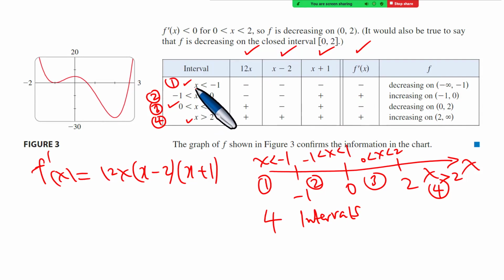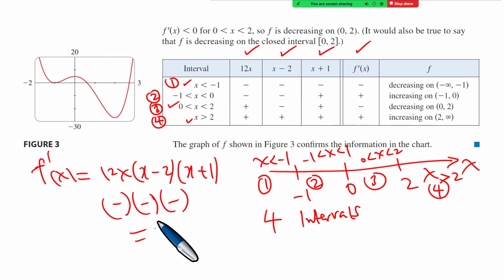But the number choice depends on the student. Whatever number you choose in the interval, it will always give the same sign, so all students will get the same result. Okay, what is then f prime? The sign of f prime of x is obtained by multiplying these together. In this case, the sign of 12x is negative, the sign of x minus 2 is negative, and the sign of x plus 1 is also negative. Multiplying all three, negative by negative is a plus, multiplied by negative is a negative. Hence, this is correct.